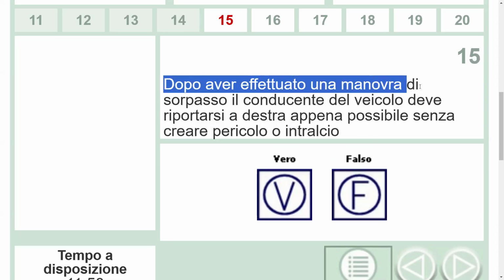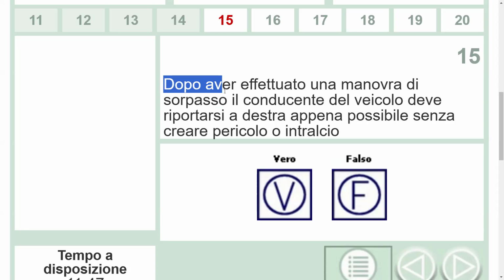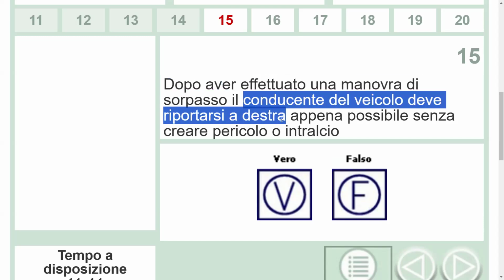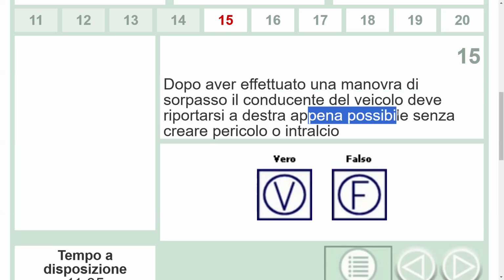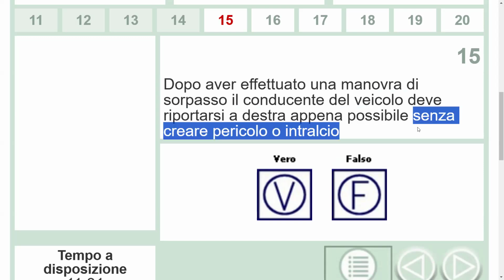Dopo aver effettuato una manovra di sorpasso, after having done the maneuver of overtaking, il conducente del veicolo deve riportarsi a destra. The driver of the vehicle must get his vehicle back on the right side after overtaking, appena possibile, as soon as possible, senza creare pericolo o intralcio, without creating danger or obstacle. And that is perfectly right. That's exactly how we know it.